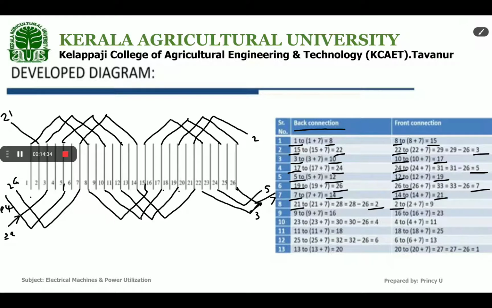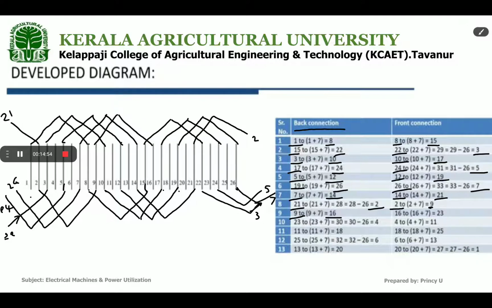Now the front connection is 2 to 9. So on the lower side, connect from 2 to 9. Then the back connection 9 to 16, on the upper side, 9 to 16.